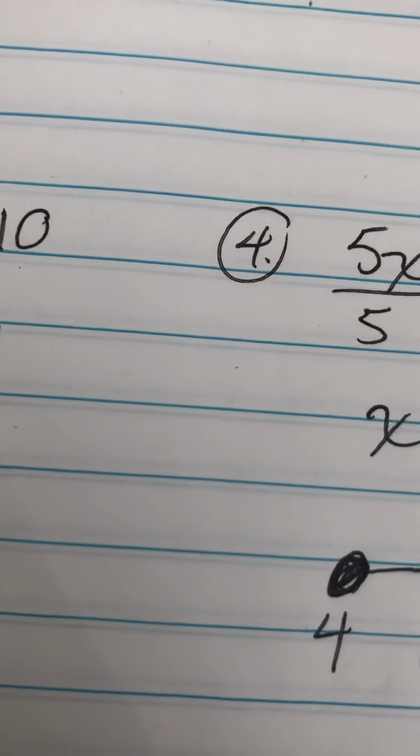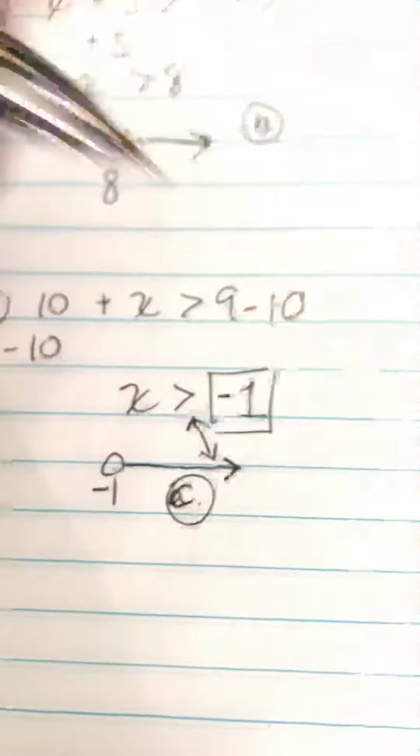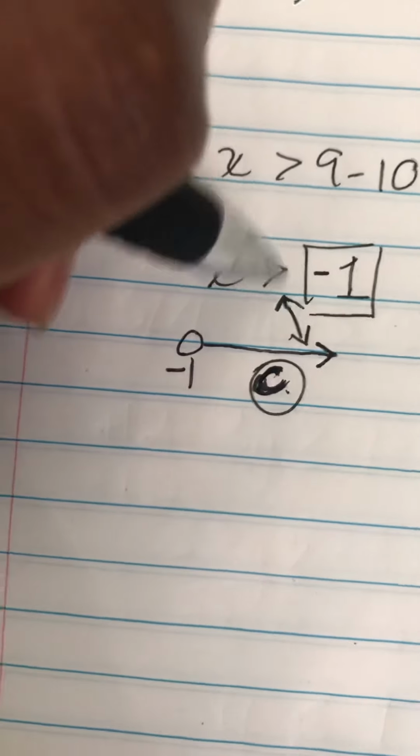Oh, why did I say A? My bad. That is C. You guys probably were like, what are you doing? My bad. For number 3, I was just looking at the answers. That is C because it is open. It does not include that.